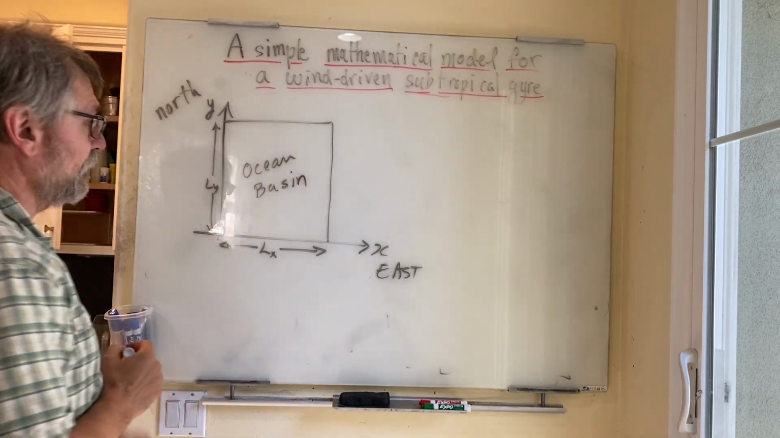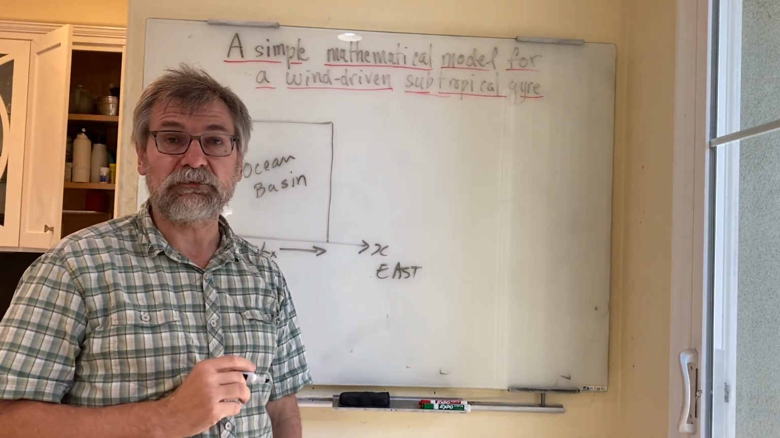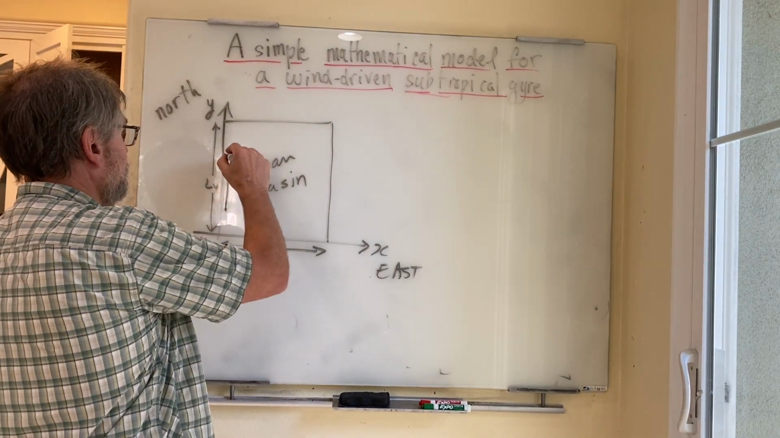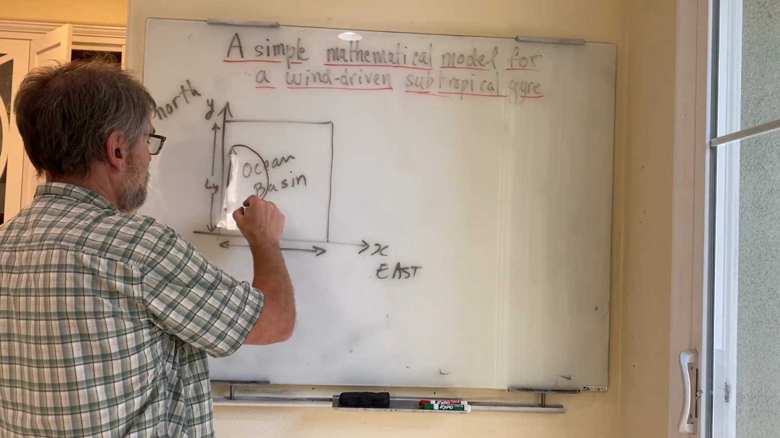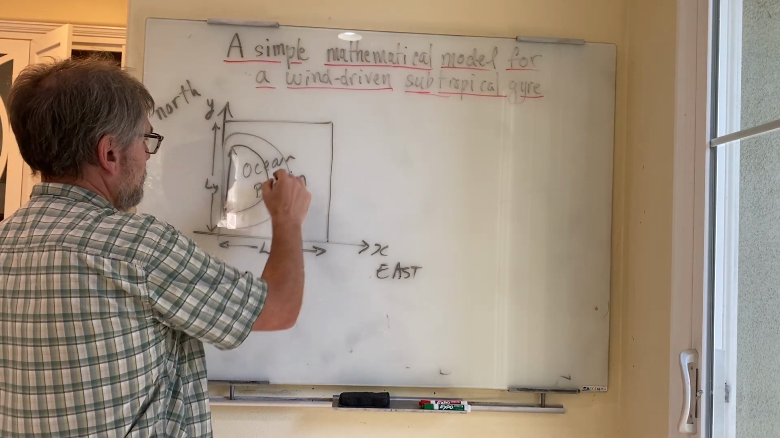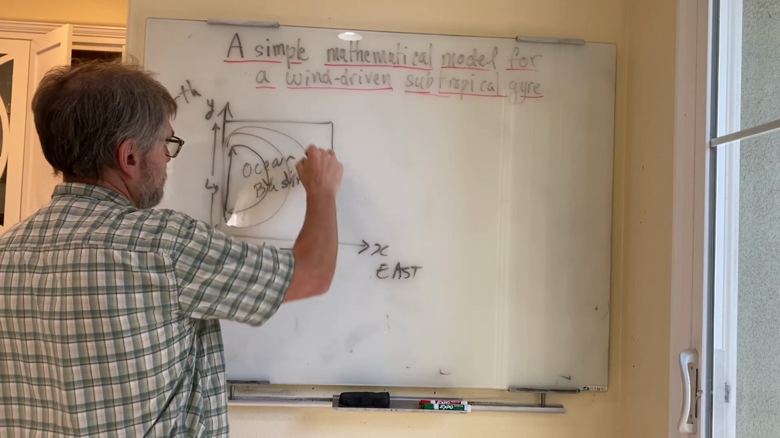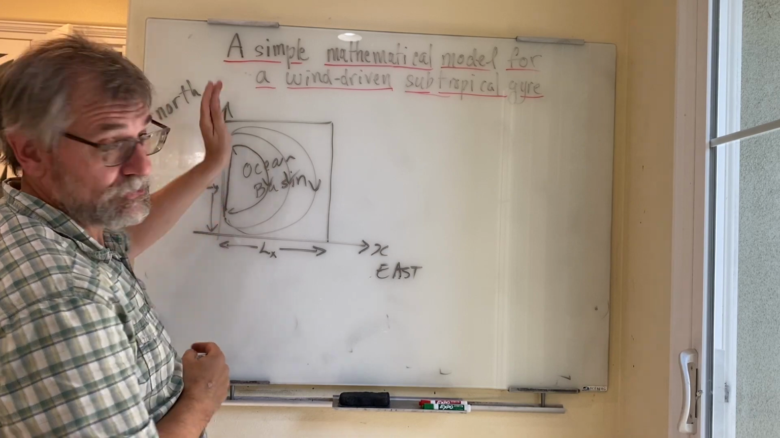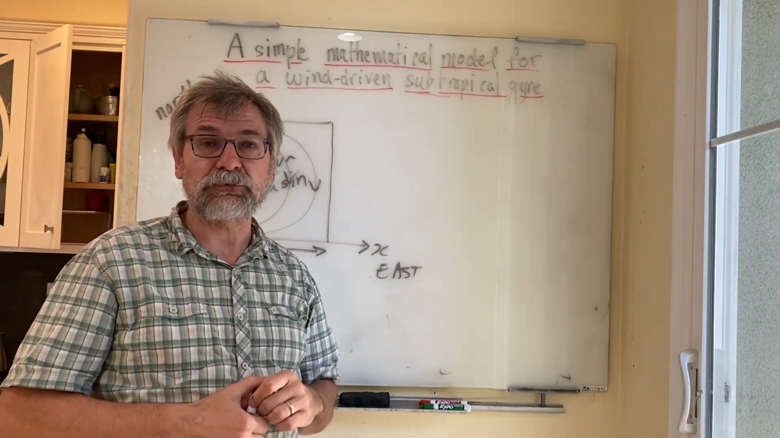And if you'll recall, the subtropical gyre has a very strong western boundary current flowing northward, and then a weaker return flow in the interior. So something like this. And this is flowing southward. So the mass flows south in the interior, and there's a sharp and strong western boundary current that returns the mass.